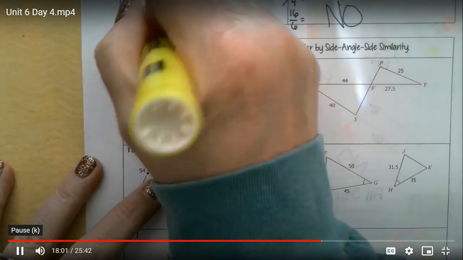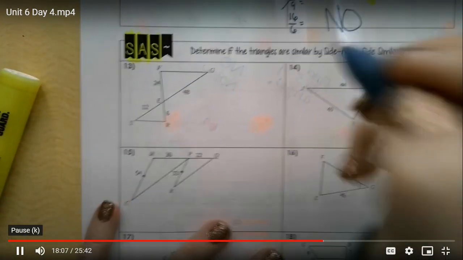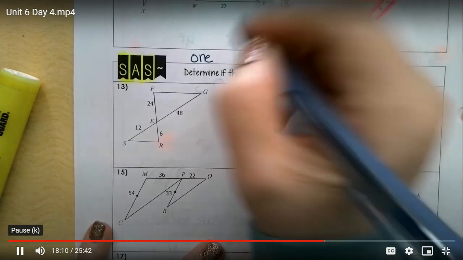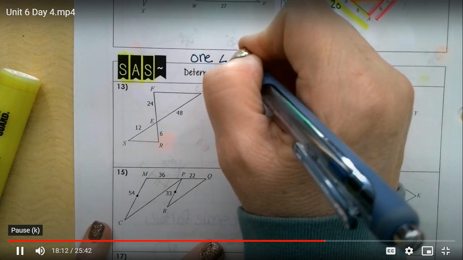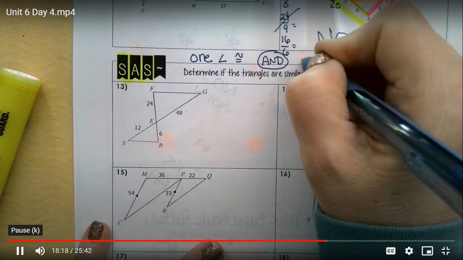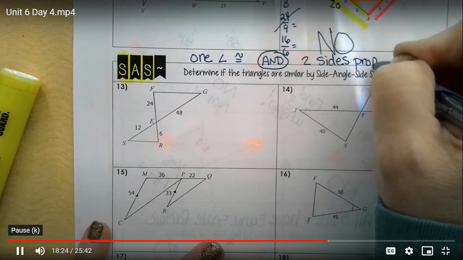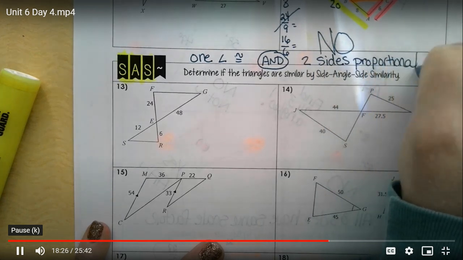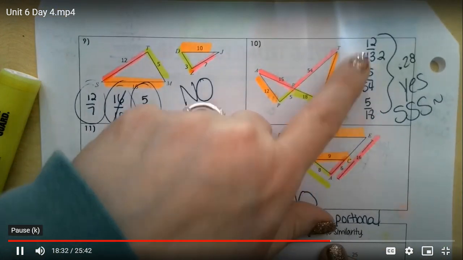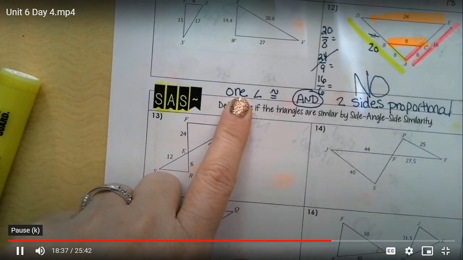All right, lastly, we have side, angle, side, which is a combination of what we've learned so far. So what you have to do is you have to show one angle congruent and you have to show two sides proportional. So in other words, two of the sides have to have the same numbers like we did up here, but you're only going to have two of them, and then you have to show that there's one angle that's congruent.